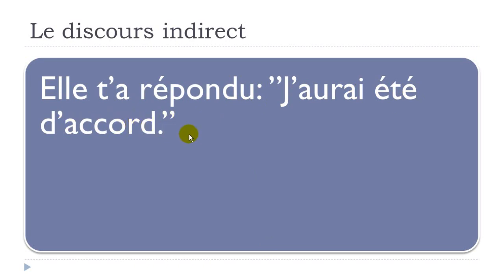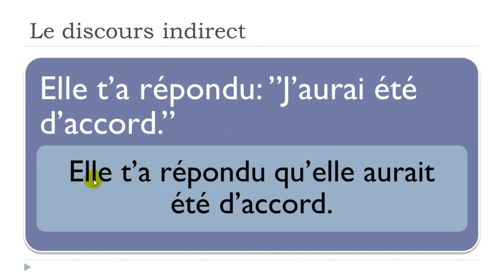Elle t'a répondu, j'aurai été d'accord. Okay, so here, what do we have? First, as usual, we've got this passé composé. J'aurai été d'accord. Here we've got this futur antérieur form. And it will become, elle t'a répondu qu'elle aurait été d'accord. So still the same thing. Keep in mind that it looks a little bit like this form, but still it is quite different because it's what we call conditionnel passé. Okay?